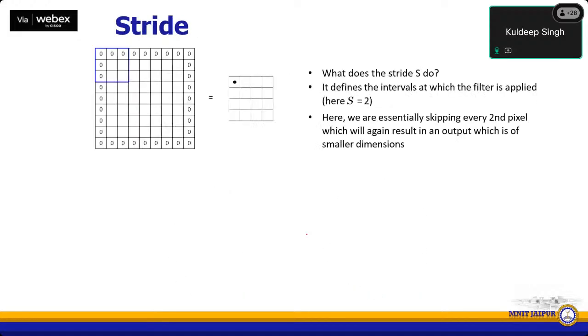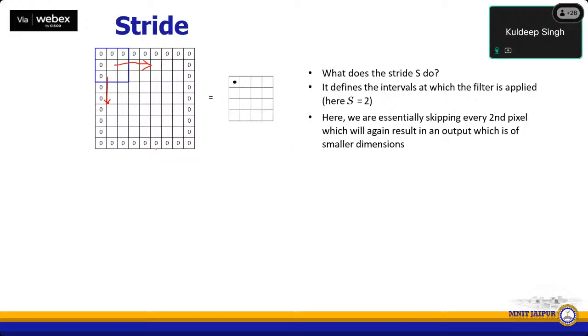Next important term is stride. Whenever you are going to implement a convolutional neural network, these are the important factors. After padding, we have stride, and stride defines the interval at which the filter is applied over the input image. That means how many pixels I'm going to slide this filter in this direction or in this direction.